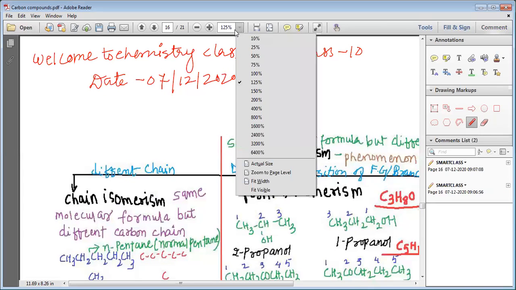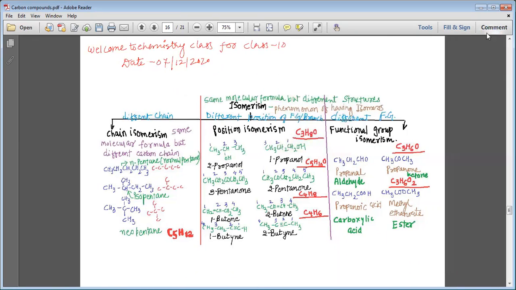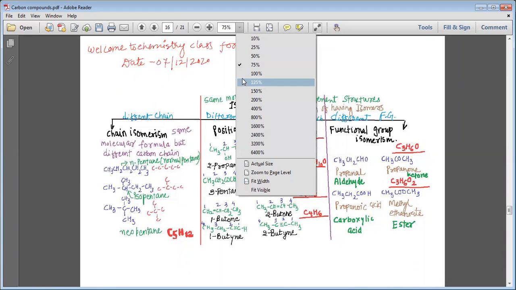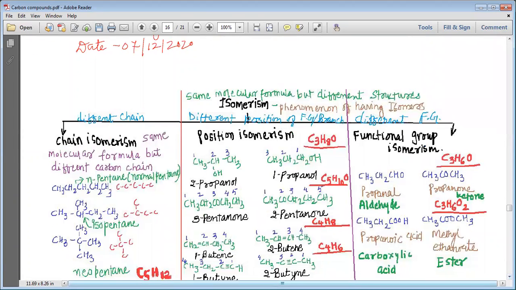Let us understand what we have studied in the last period, my dear students. In the last period, we have studied about isomerism in various compounds. So first, we should know what isomerism is. Isomerism is the phenomenon of having isomers. What are isomers? Isomers are the compounds that have the same molecular formula but different structures. They are known as isomers.